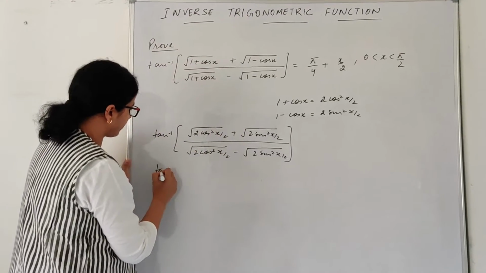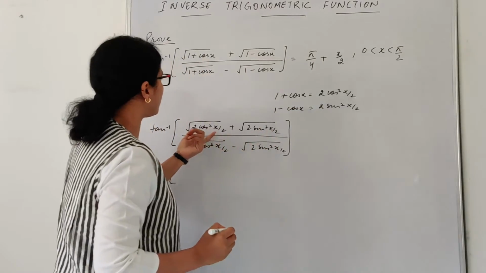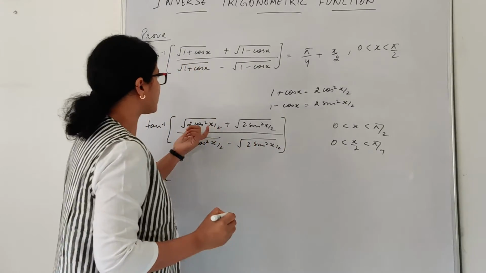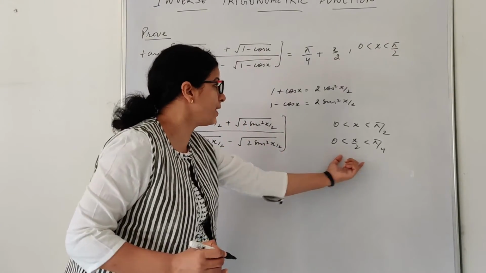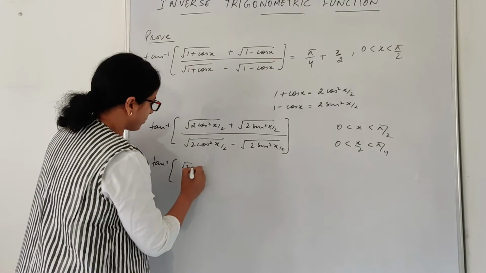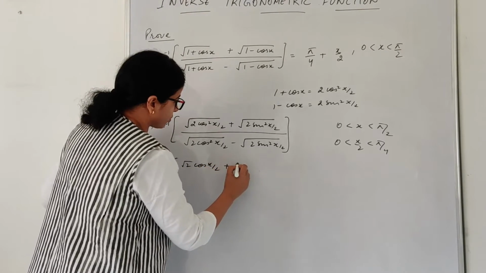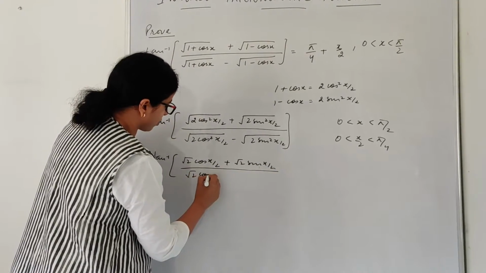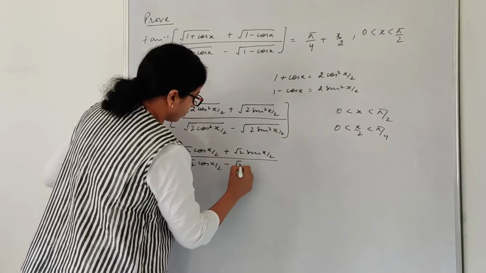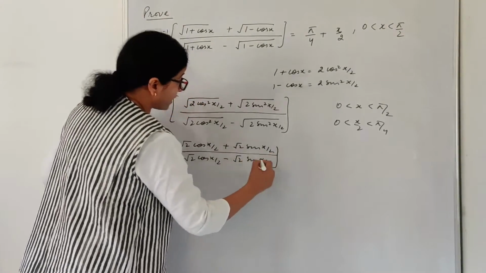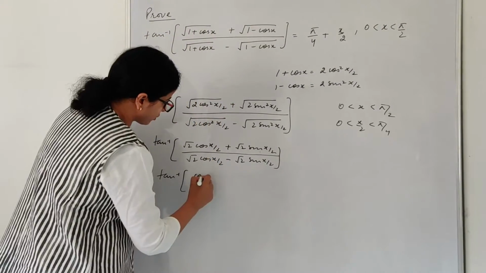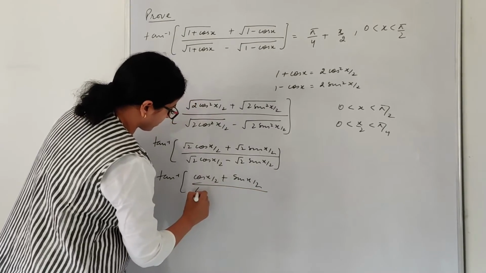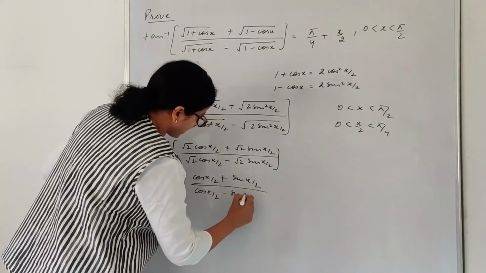Now we'll simplify. Because my angle lies between 0 comma pi by 2, x by 2 will lie between 0 comma pi by 4. Means the values of cos x by 2 and sin x by 2 will be positive in this interval, right? So directly I can write here root 2 cos x by 2 plus root 2 sin x by 2 upon root 2 cos x by 2 minus root 2 sin x by 2. So the interval given plays a very important role. So I am left with cos x by 2 plus sin x by 2 upon cos x by 2 minus sin x by 2.